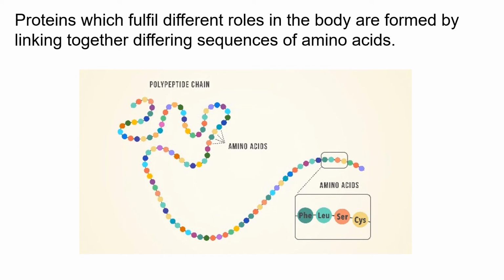Proteins which do different roles in the body, such as carrying oxygen around in the blood or doing enzyme reactions, are formed by linking together differing sequences of amino acids. So what makes a protein unique is its sequence of amino acids. So here's a protein, a polypeptide chain here, and there's a stretch of amino acids. In this case, these ones are called phenylalanine, leucine, serine, and cysteine. A completely different protein will have a completely different sequence of amino acids present in its polypeptide chain.